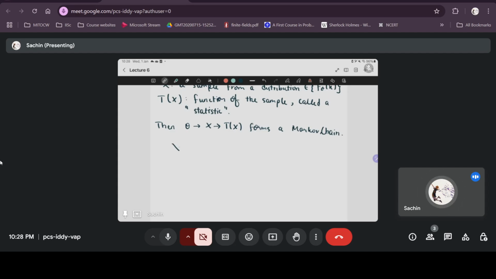In the example I told you, X takes value 1 with probability theta, 0 with probability 1 minus theta, if you have a binary random variable. It's a biased coin toss. It's not a fair coin toss. So it can take heads with a different probability and tails with a different probability.